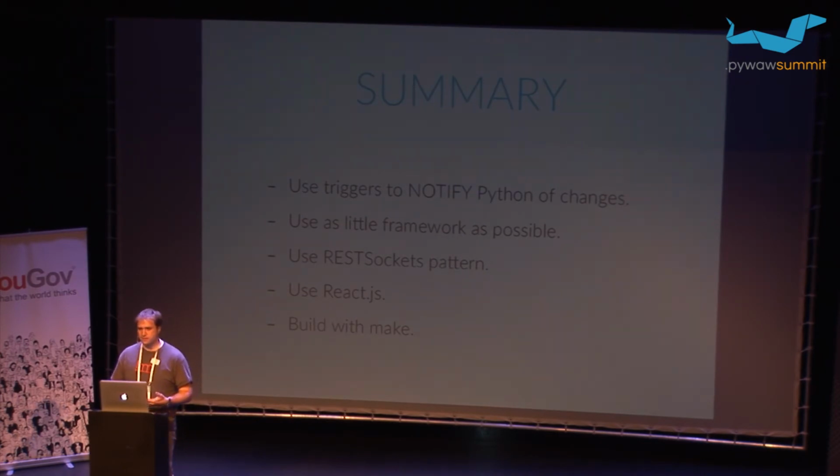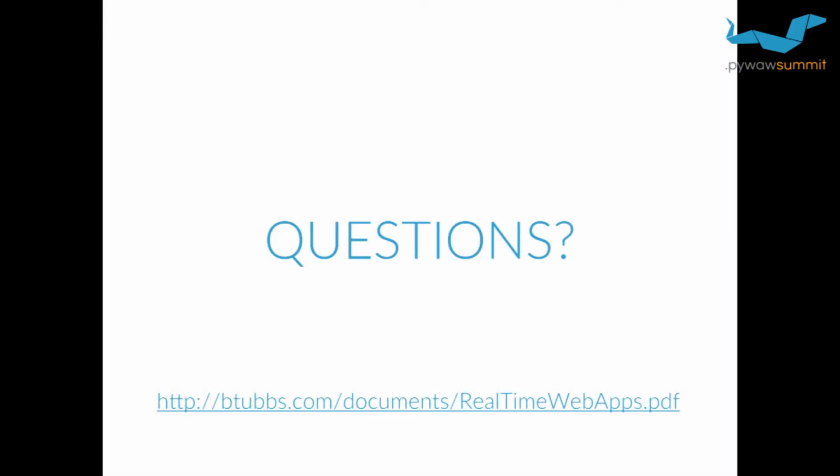Because frameworks haven't yet been built in Python around this pattern, they have a lot of stuff we don't need, and not really doing the stuff we do, let's use as little framework as possible. I think the RESTSockets pattern of doing your WebSockets at the same point as your REST API endpoints makes a lot of sense. It saves you from having to invent new protocols. React fits nicely, and Make fits very nicely. And with that, we're open for questions.